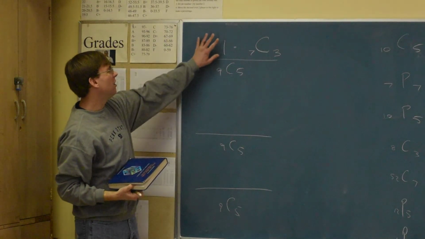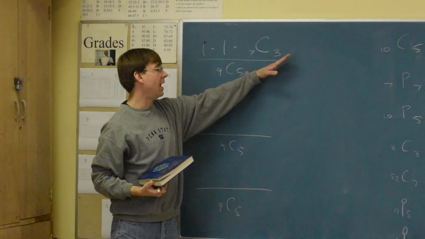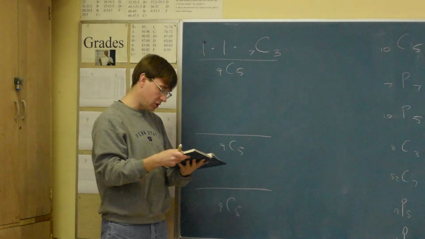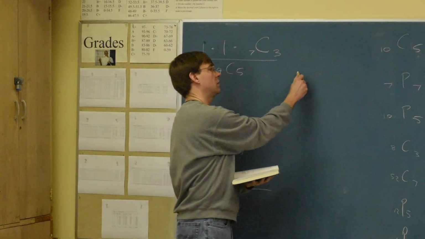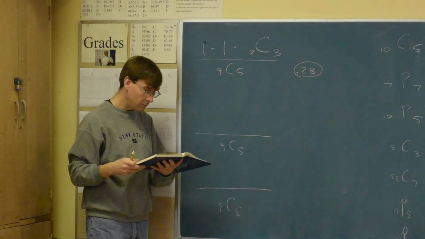To punch this in, you don't have to punch in the ones. You could just do 7C3 divide by 9C5, punchy, punchy, punchy. They go fraction or percent. I'm fine with decimals. So you can go with a 0.28 would be fine with me on that.